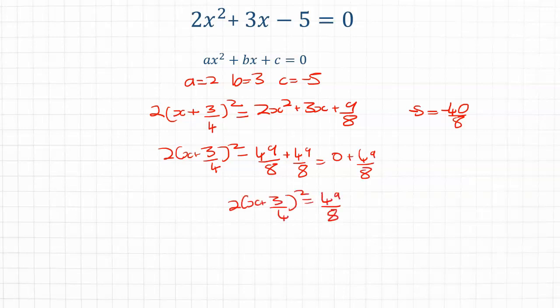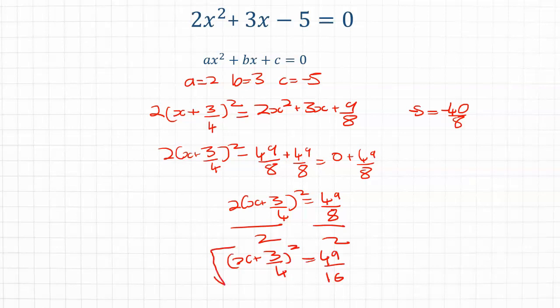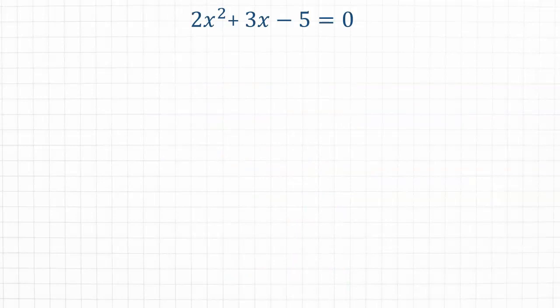The next step would be divide both sides by 2. This will give x plus 3 over 4 squared equals 49 over 16. The next step will be to square root both sides. This gives two solutions, because as we know, any square root has two solutions, a plus and a minus solution. The square root of 49 over 16 is 7 over 4, or minus 7 over 4, because the square root of 49 is 7, and the square root of 16 is 4, or minus 7 and minus 4.